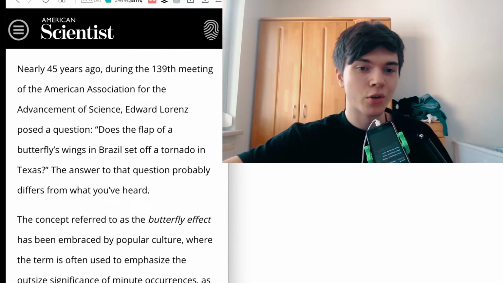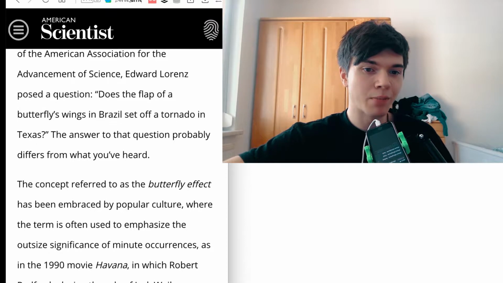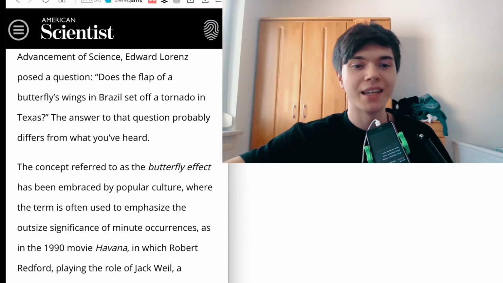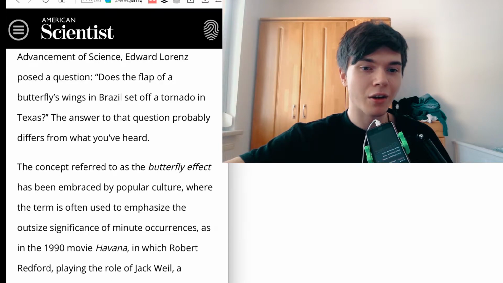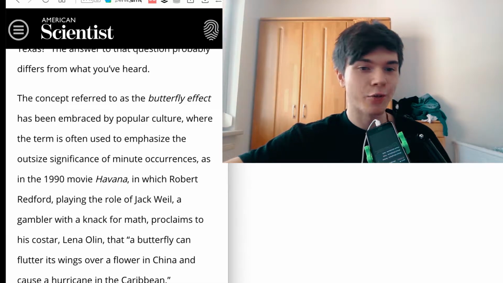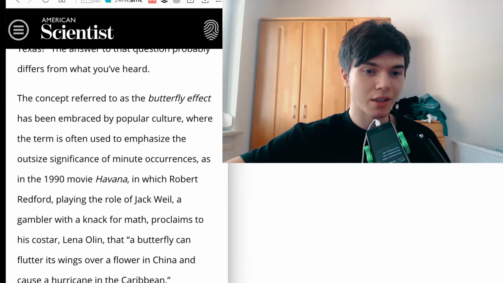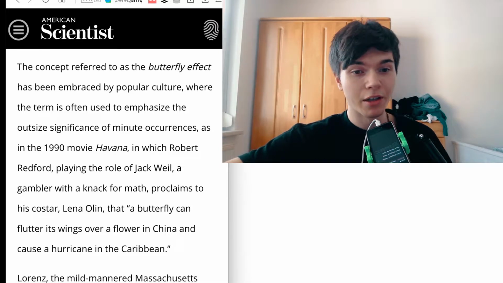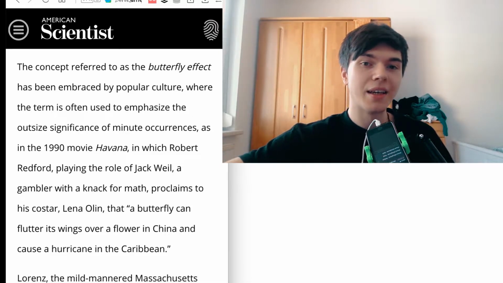The concept is referred to as the butterfly effect and has been embraced by popular culture, where the term is often used to emphasize the outsized significance of minute occurrences, as in the 1990 movie Havana, in which Robert Redford, playing the role of Jack Weil, a gambler with a knack for math, proclaims to his costar Lena Olin that a butterfly can flutter its wings over a flower in China and cause a hurricane in the Caribbean.